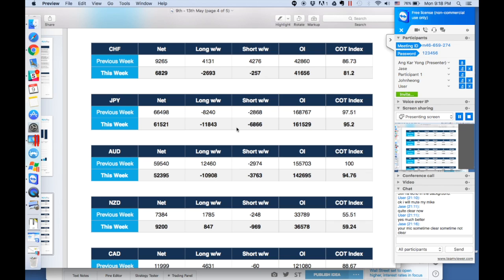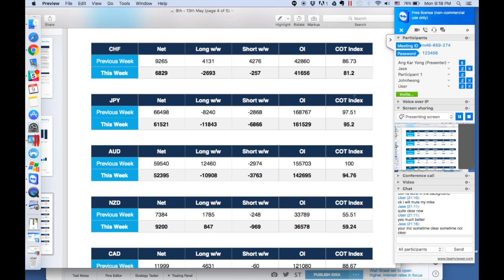So what it's telling you is that there's no clear sign as to whether the buyers are winning or the sellers are winning, because both of them are exiting their positions. There's no one adding more in terms of either the buy side or the sell side. So this tells you that you have a pretty neutral sentiment in terms of Japanese yen.